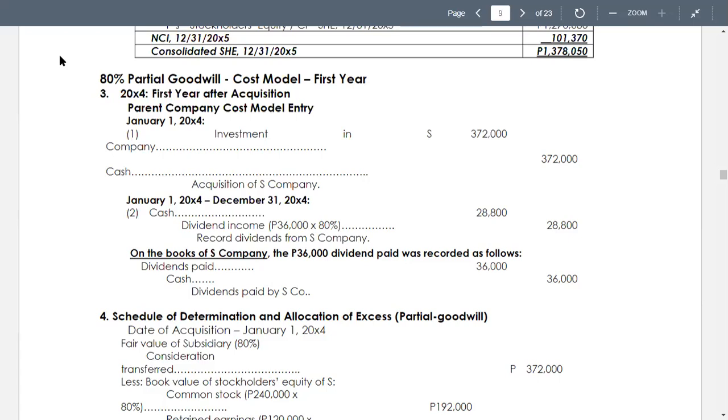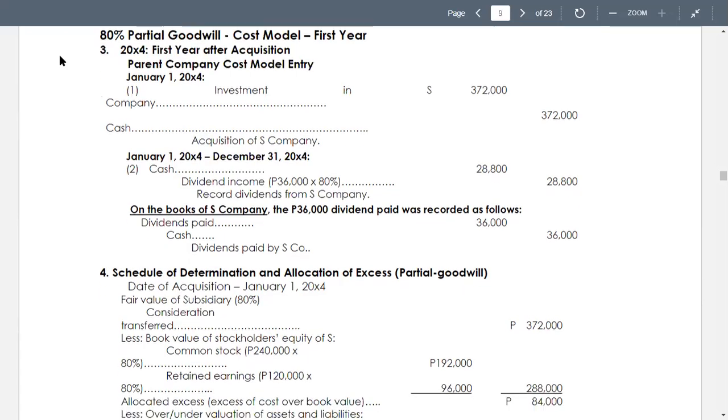Otherwise, if we use the equity method of accounting, then there can be a different entry. So debit to cash, credit dividend income, or you may debit to dividends receivable. For in the books of S company, you will debit to dividends and credit to cash.